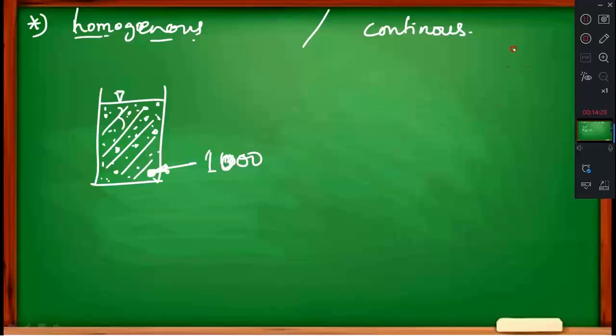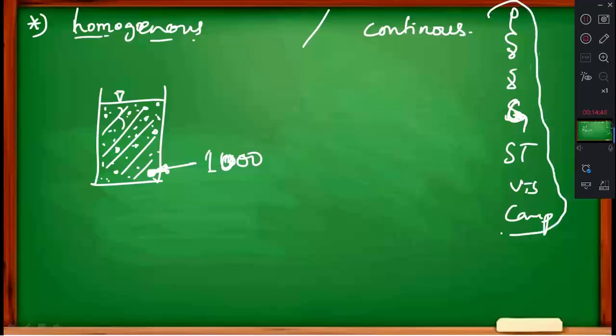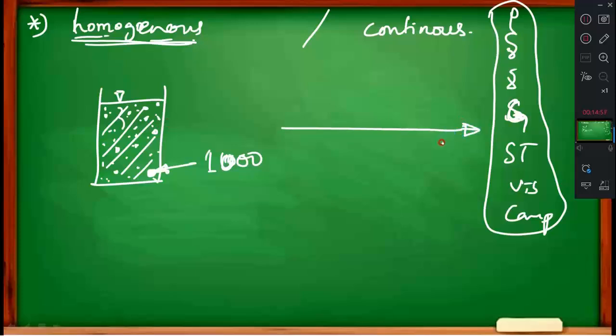What all properties are there? Density is a property. Unit weight is a property. Specific volume is a property. Specific gravity, G, we will use, is a property. Surface tension is there. Viscosity is there. Compressibility is there. These are all properties of fluid. Then what does homogeneous mean? Homogeneous means everywhere inside the fluid, these properties are the same, constant.